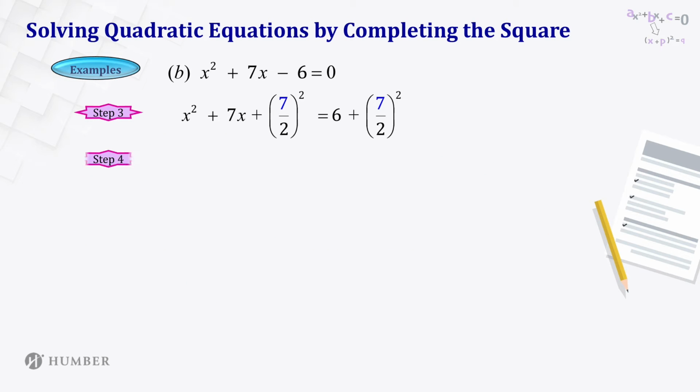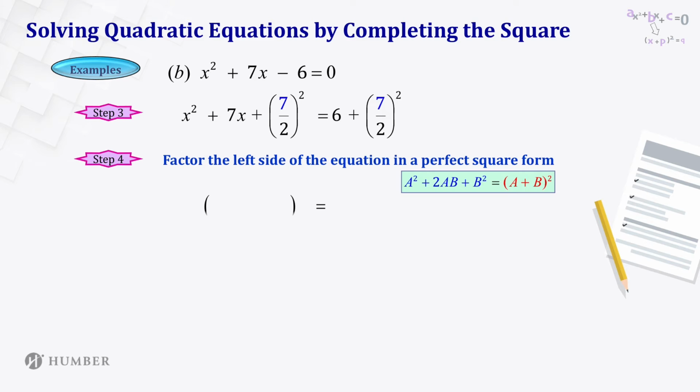Step 4. Factor the left side as a perfect square form. Simply write x from the first term and take positive 7/2 from the constant term. Make sure to have positive sign since the middle term has it. Simplify the right side, 6 plus 49 over 4, which should be 73 over 4.